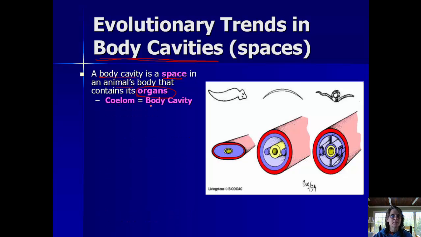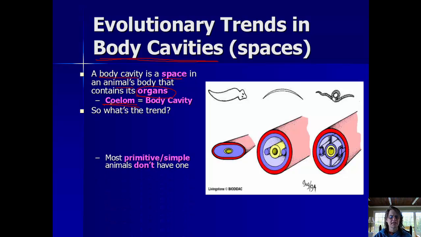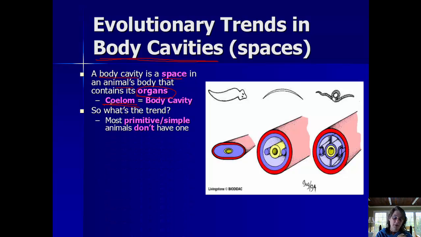So a coelom is another word for a body cavity, okay? I know it's spelled weird, but coelom means a body cavity, a place where organs live in your body. So what's the trend with regard to body cavities? The most primitive animals, the most simple animals like sponges, don't have one at all. Those animals are said to be acoelomate, meaning they have no coelom. A means without, so no coelom.